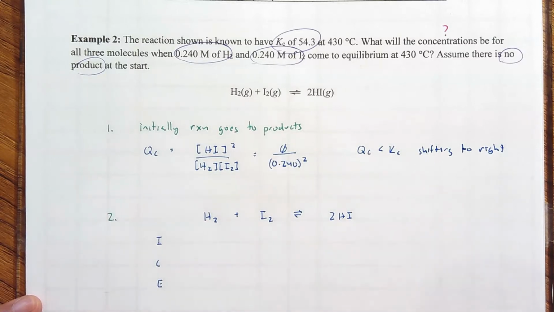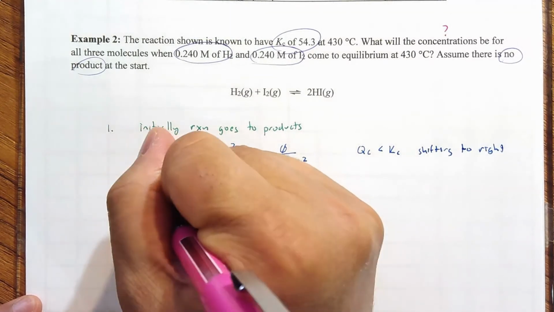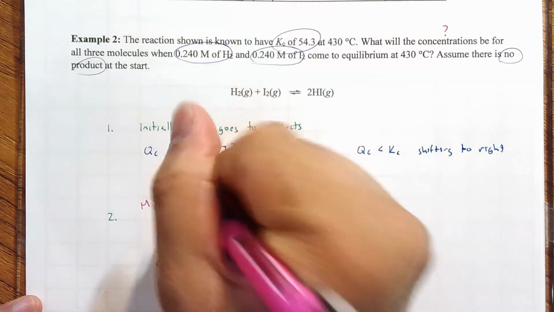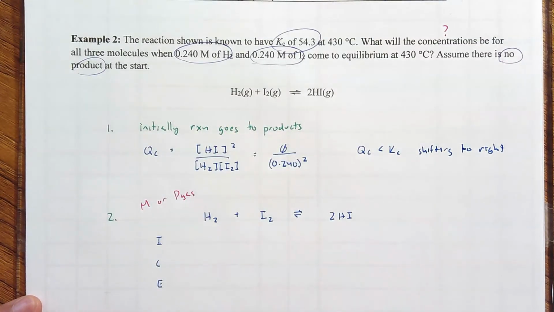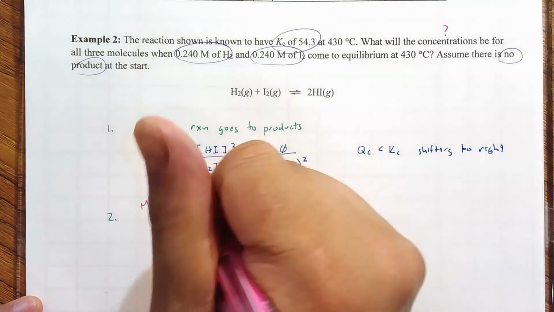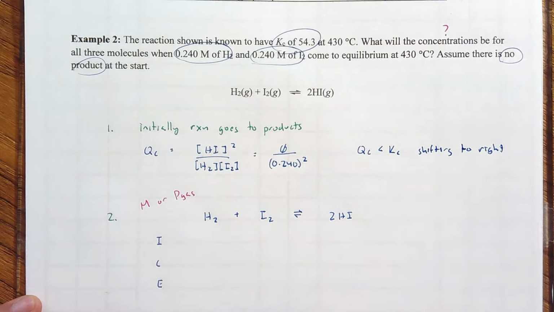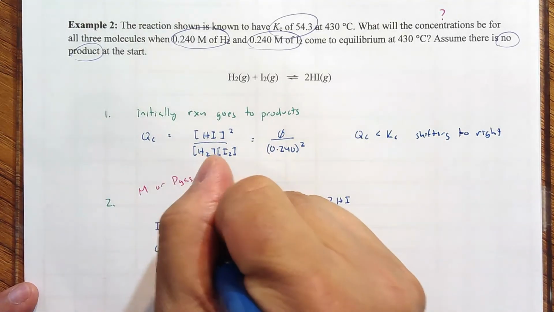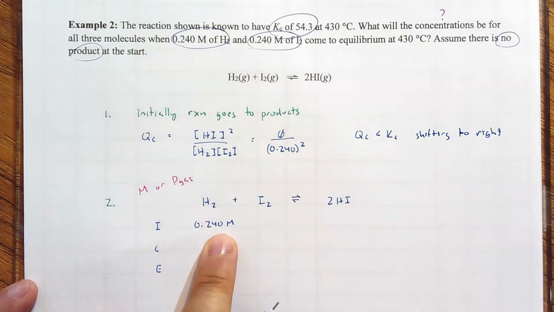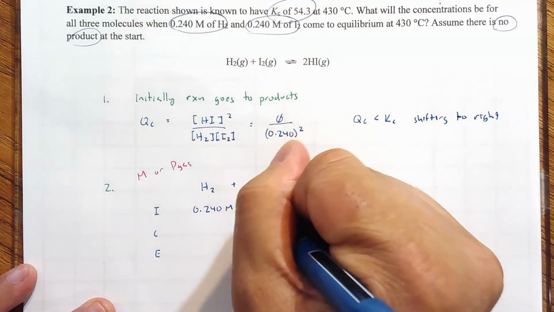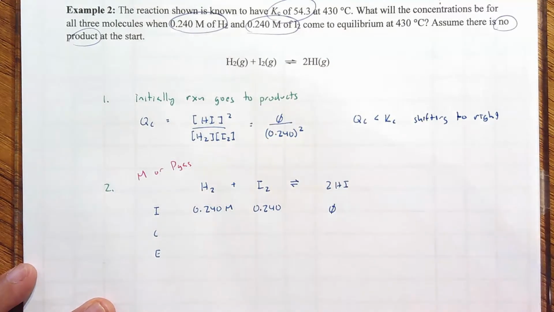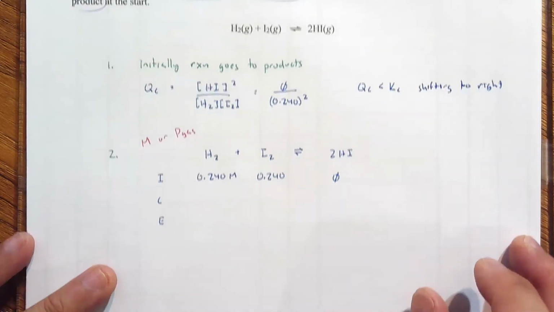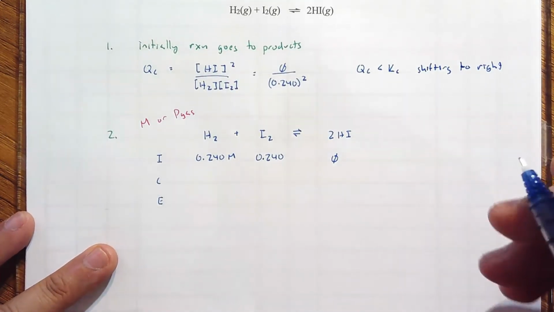Like I said in the previous video, you should be using molarities or the partial pressure of a gas. I didn't mention that, and it wasn't important in the previous problem, but the partial pressures of the gas should be in atmospheres. I think we have an example where we're using partial pressures, but not here. We're using molarity, 0.240. I'll put 1 M there, and I'll leave the M off the rest of these values. Start out with no HI, hydroiodic acid.